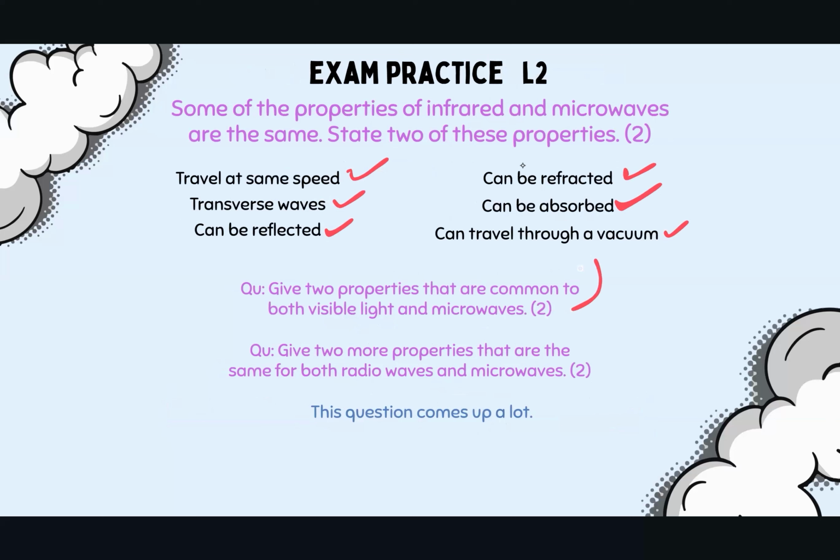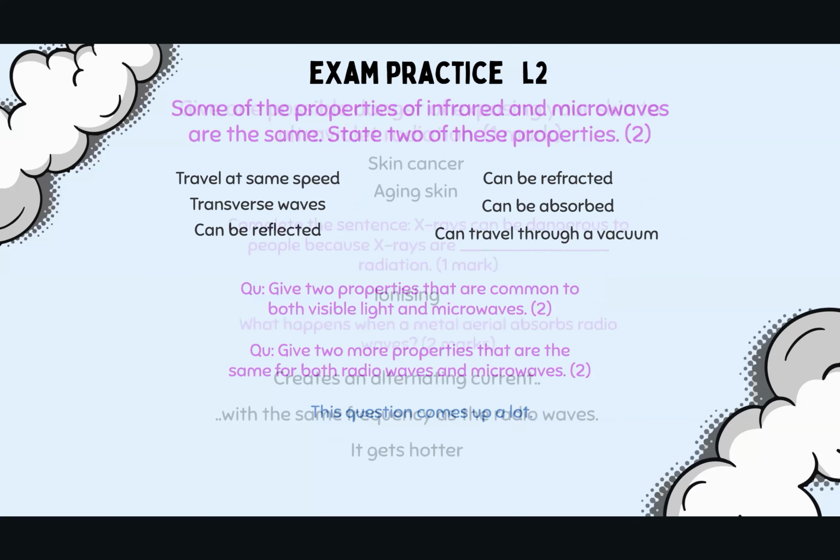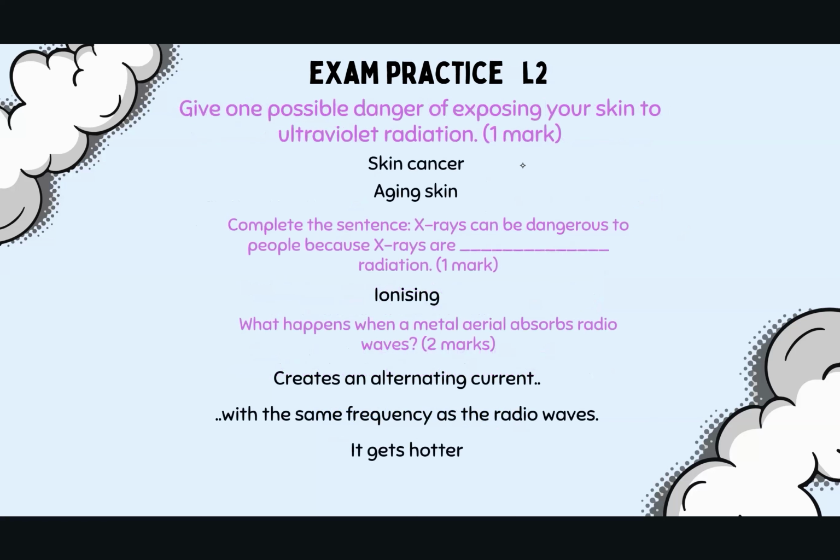So that's been answered there. We've put the question there twice because it comes up a lot. Now, give one possible danger of exposing your skin to ultraviolet radiation: skin cancer, and aging skin. Complete the sentence: X-rays can be dangerous to people because X-rays are ionizing radiation.